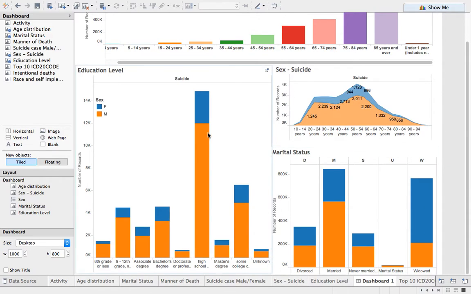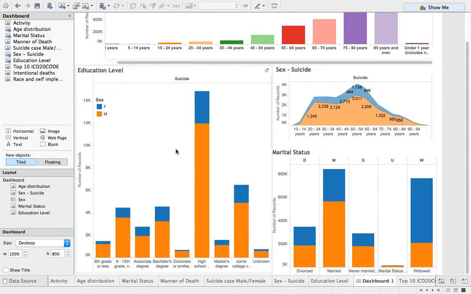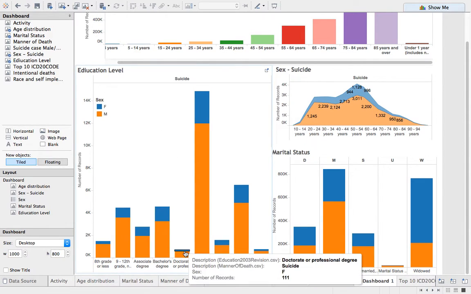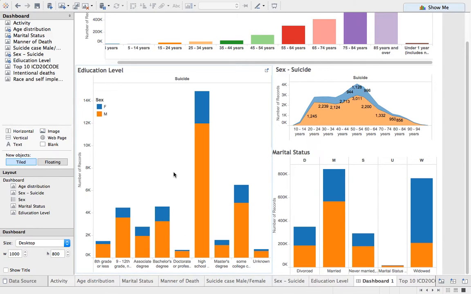Now let's look at the education level of the individual. We can see that high school graduates have the most death records in the database, and doctoral and professional degree holders have the lowest, which can be concluded to mean that if a person has a normal social life, a good job and a good degree, he doesn't have the stress and suicidal tendencies.